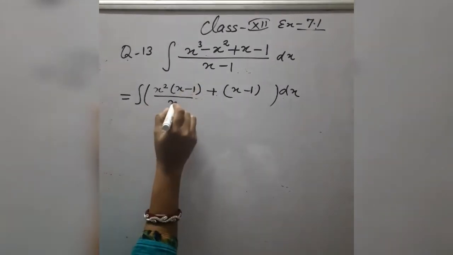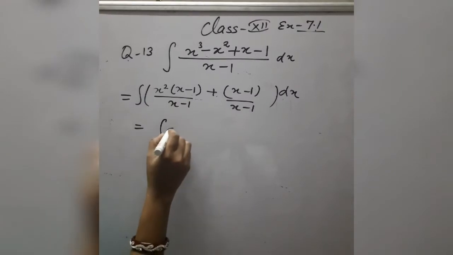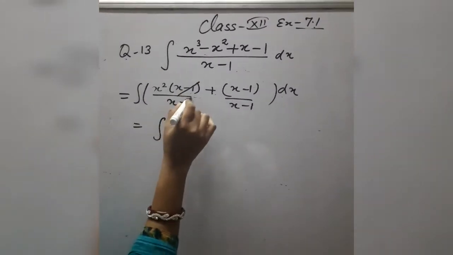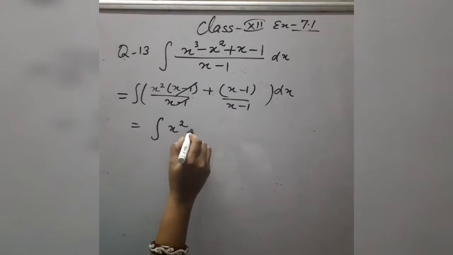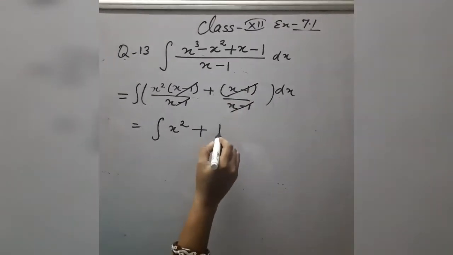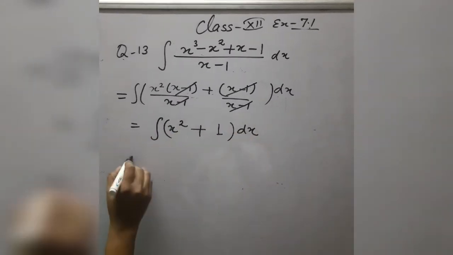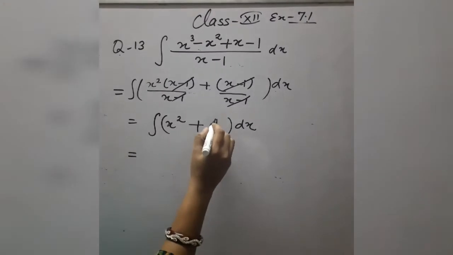And now if you divide it by the denominator, x minus 1, it gives you x square. Here x minus 1 is cancelled with x minus 1, and in the second term also, after cancelling these two terms, you will get 1. Now it becomes a very simple function and very easily you can integrate this.